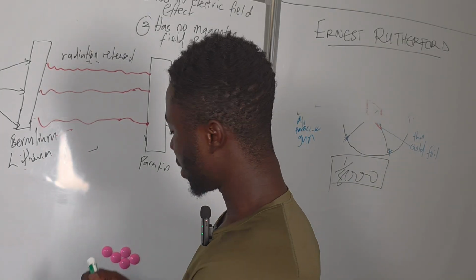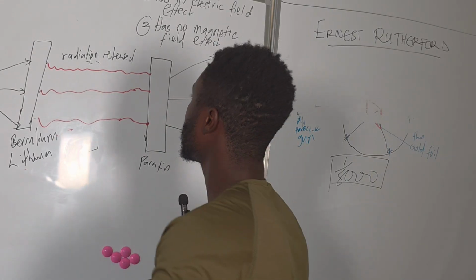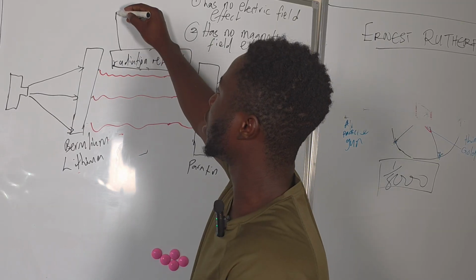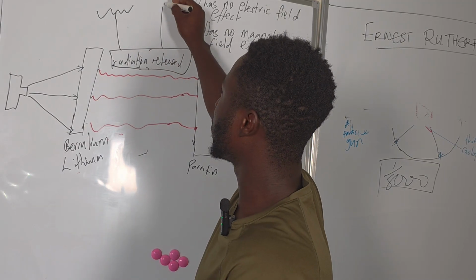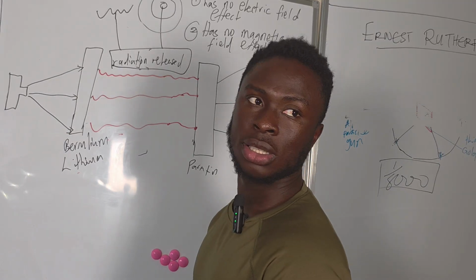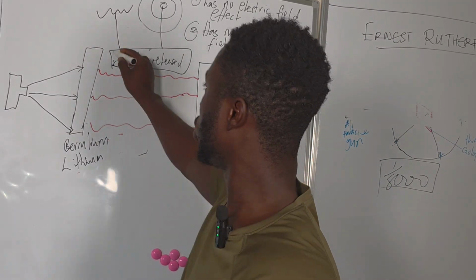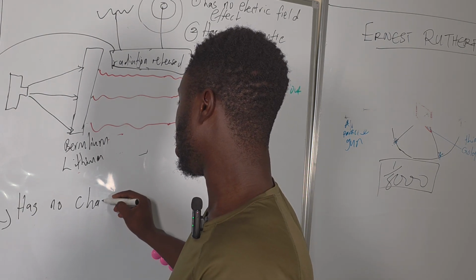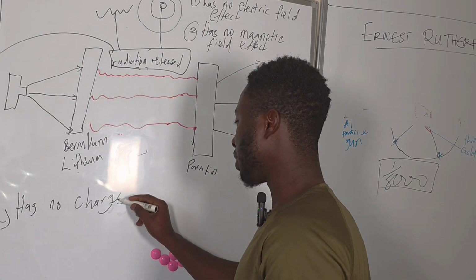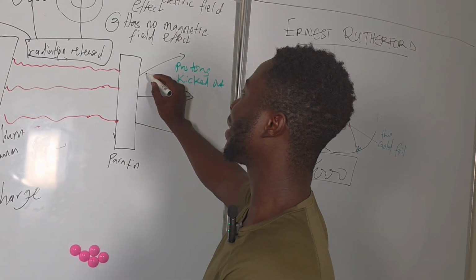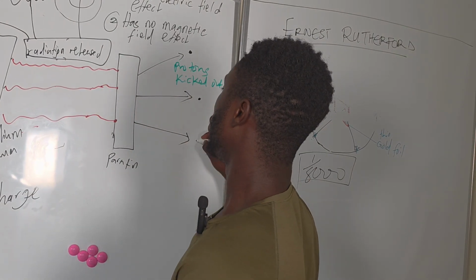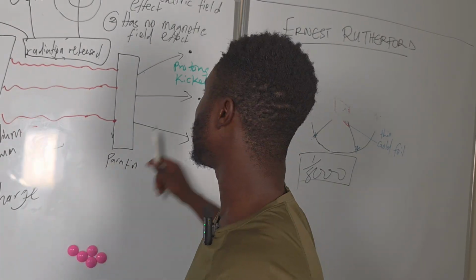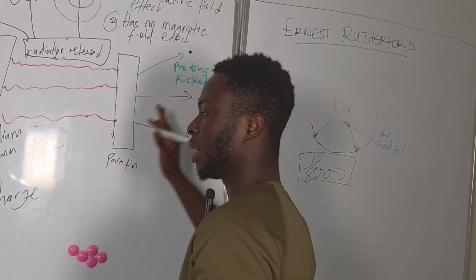After the protons had been kicked out, he deduced his own conclusions from his observations. He said, since these radiations were not affected by both electric and magnetic fields, it has no charge. So the radiation has no charge. But since the radiation was able to kick out protons, which are heavy, almost as heavy as alpha particles, it has mass.